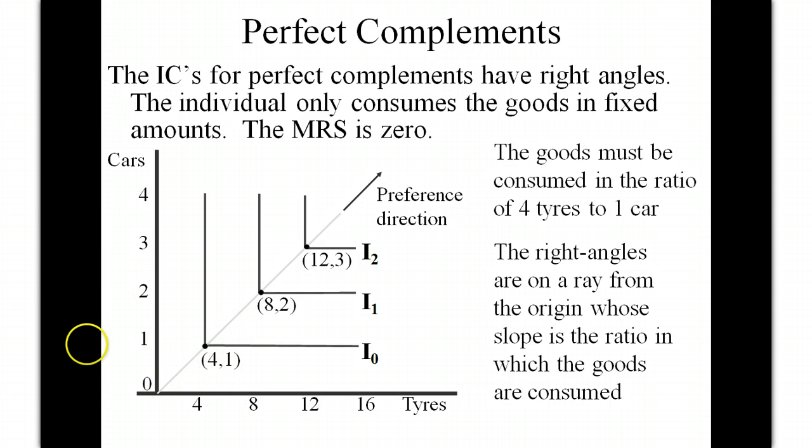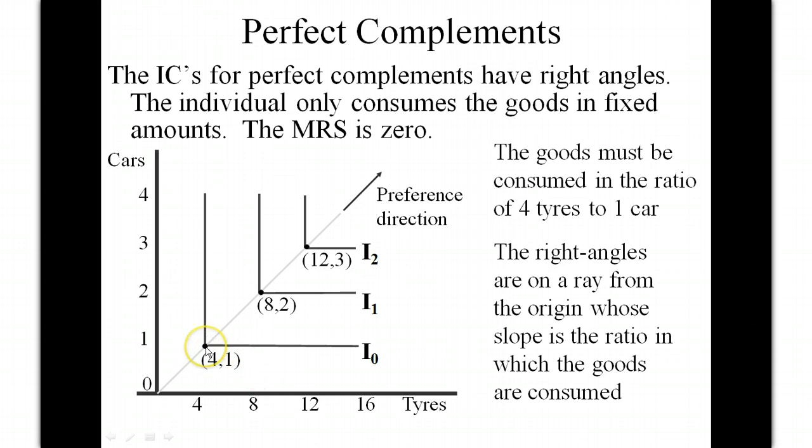So whether you have 4 tyres and 1 car, or 8 tyres and 1 car, the utility is the same. So the utility is horizontal, away from the fixed ratio. So more and more tyres doesn't add anything.